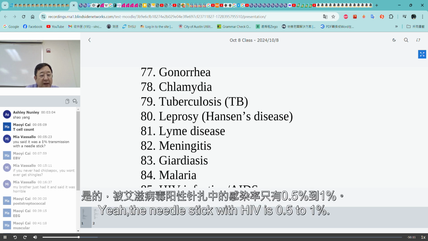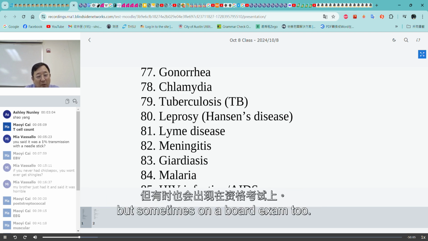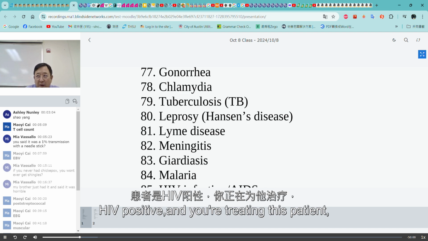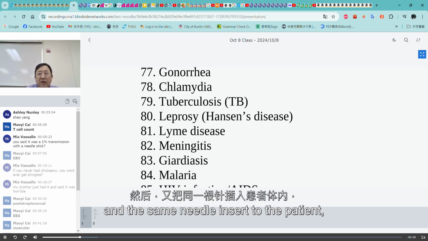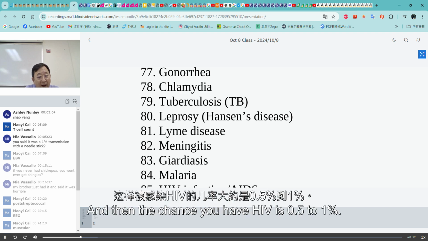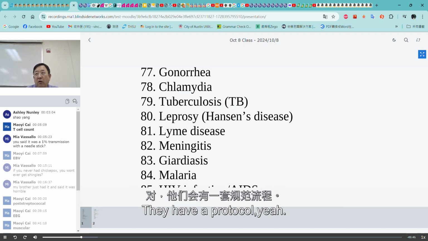The needle stick risk with HIV is 0.5 to 1%. I think that was the CNT question, but sometimes it's on a board exam too. If a patient is HIV positive and you're treating this patient, and the same needle also sticks your own finger, the chance you get HIV is 0.5 to 1%. That's why you need to follow up with the doctor. They have a protocol.